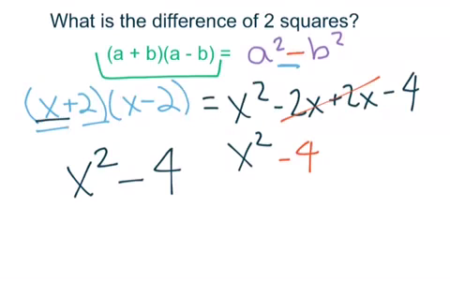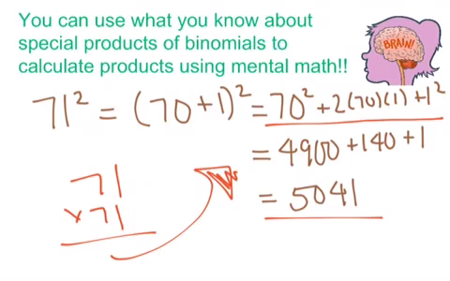Okay? So whenever you're finding the difference of two squares, your answer should typically only be a binomial, and the answer should have a subtraction sign in between the two monomials. Okay? So this is your final answer. Square the first term, square the last term, put a subtraction or a negative sign in between the two terms.